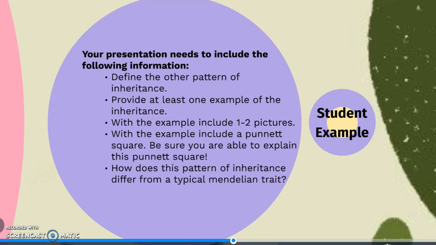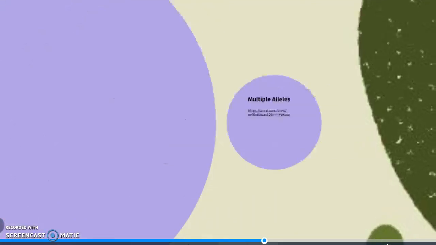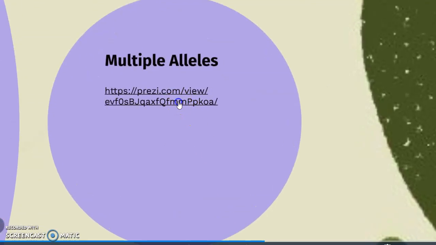And they were responsible for teaching that small portion to their small group. What they had to research is what it was, and then they had to include pictures and be able to explain a Punnett square of their pattern of inheritance and how it differed from a typical Mendelian trait. Looking at an example from a group that did multiple alleles.